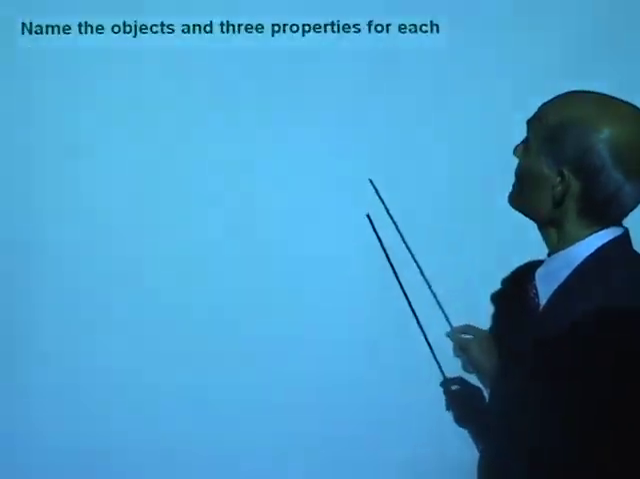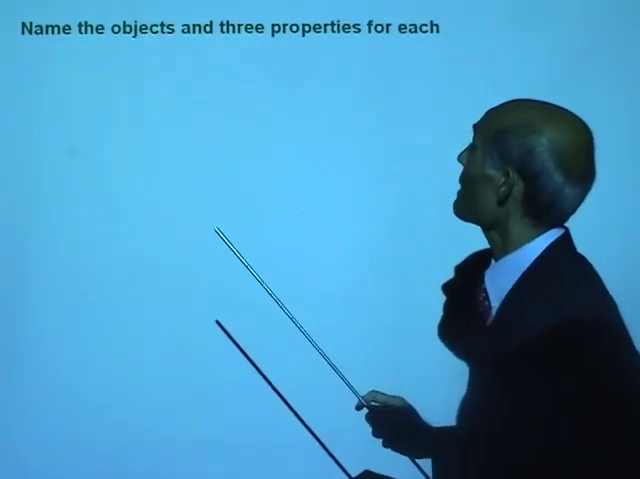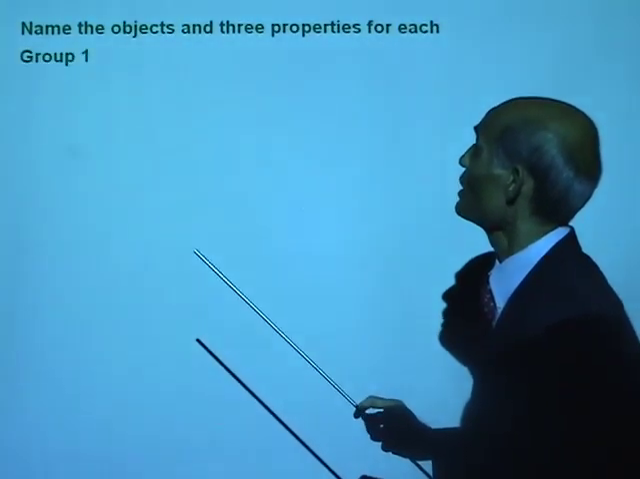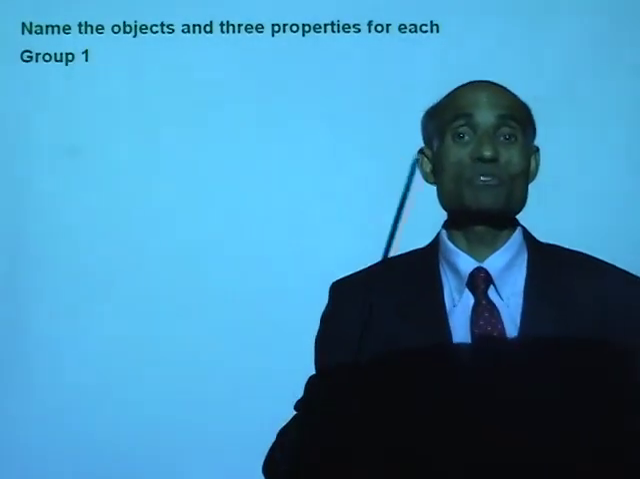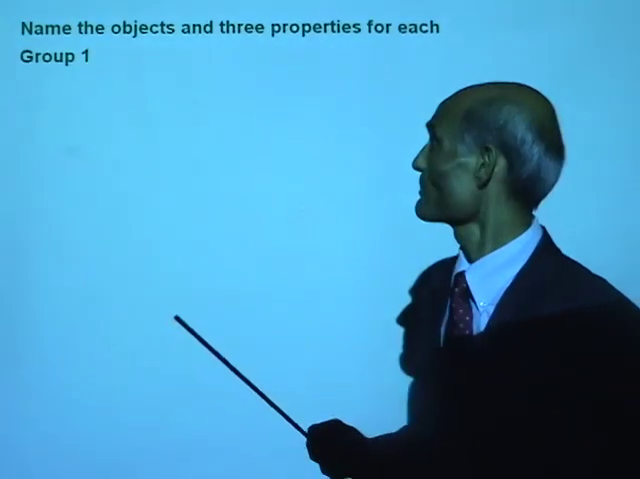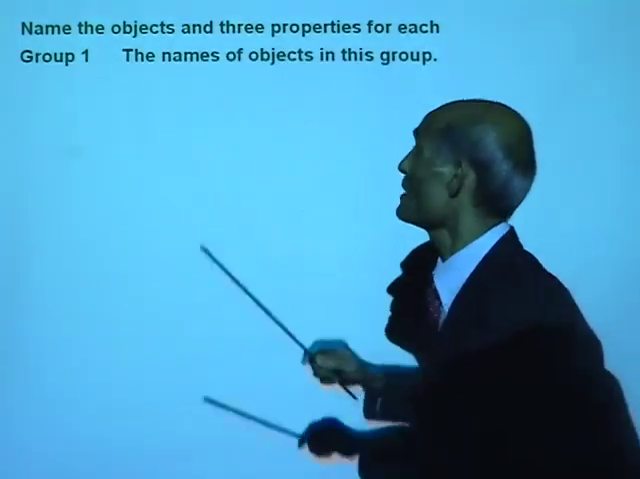Now, look at the worksheet. Now, name the objects and 3 properties for each. In other words, you have divided the objects into 3 groups, haven't you? Well, group 1, name the objects in this group.